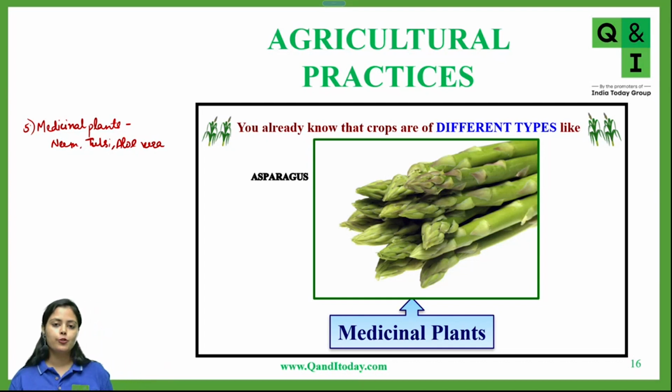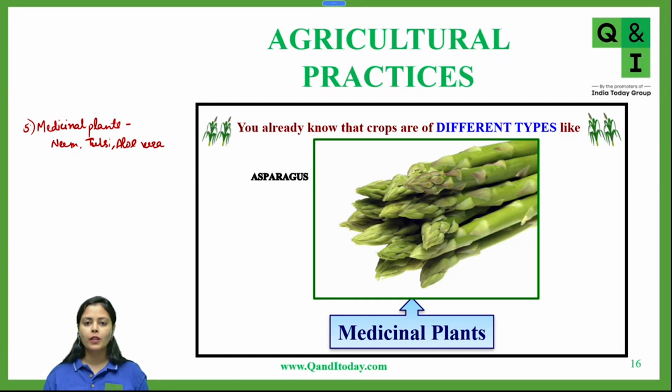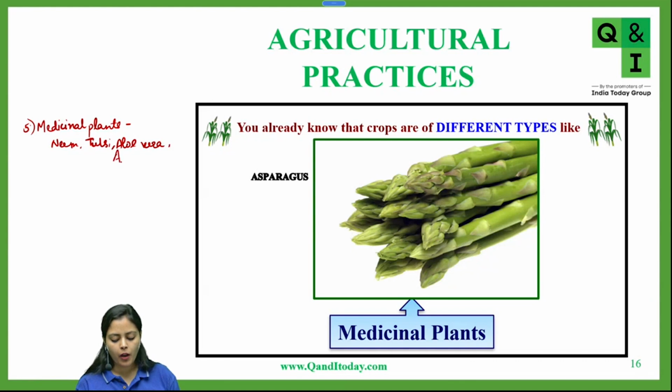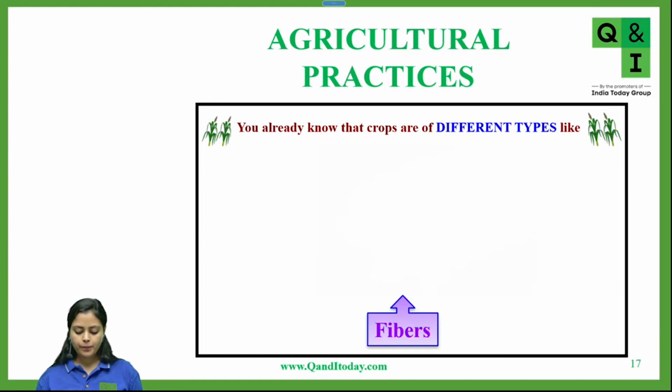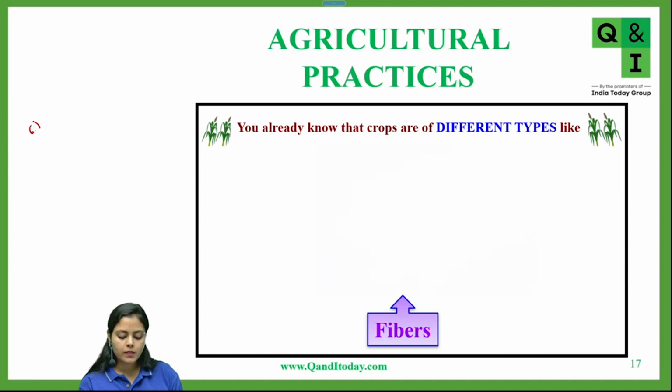Asparagus is particularly shown here because asparagus is grown in a large amount by the farmers properly as a crop. So these are different medicinal plants which are grown by the farmers for medicinal benefits. Medicinal means that they give you some product which has medicinal value. Next, fibers. So now the 6th type are your fibers.